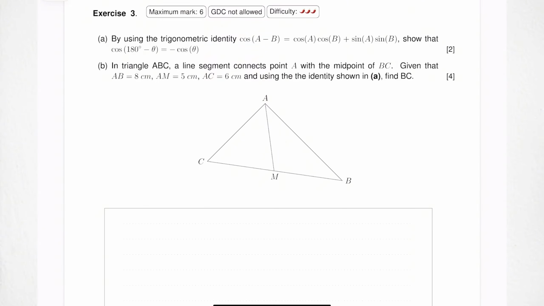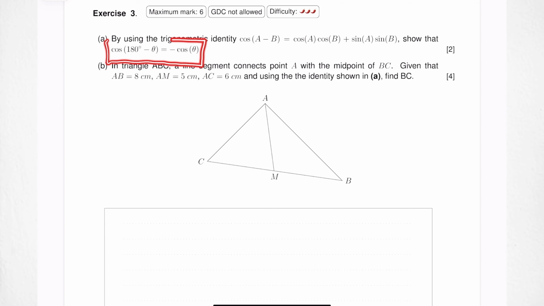All right, exercise number 3. By using the trig identity, cosine of a minus b equals cos of a, cos of b plus sine of a, sine of b, show that the cosine of 180 minus theta is equal to negative cosine of theta. Now, this is an identity that we use a lot in the HL course, and we're proving not the identity itself, but the fact that the cosine of 180 minus theta is equal to negative cosine of theta at this moment. So let's get to it.